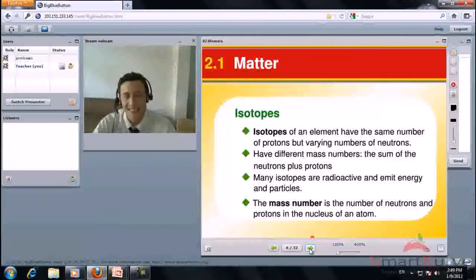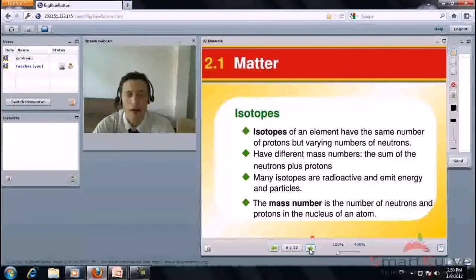Let's move on to slide 6, isotopes. Isotopes of an element have the same number of protons but varying numbers of neutrons. That just means a different number of neutrons. For example, helium will always have 2 protons. However, helium can have 0, 1, 2, or 3 neutrons. So the number of neutrons can change, but the number of protons, of positive charges, will always be the same.